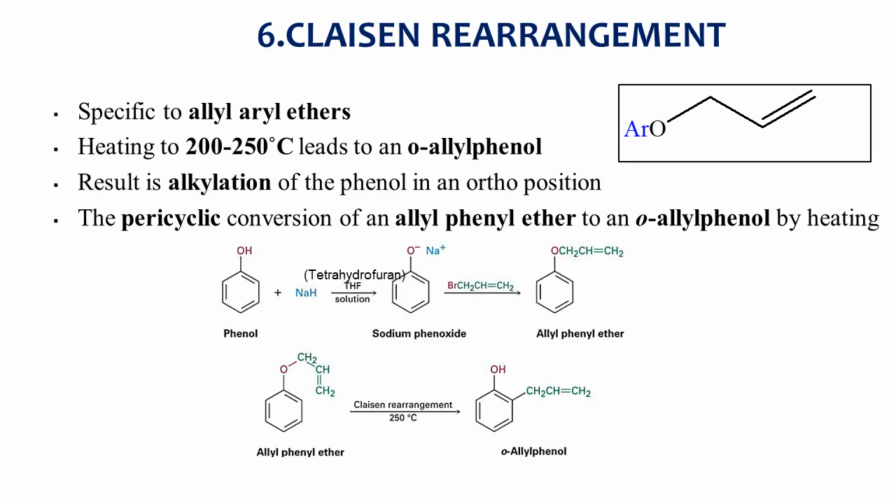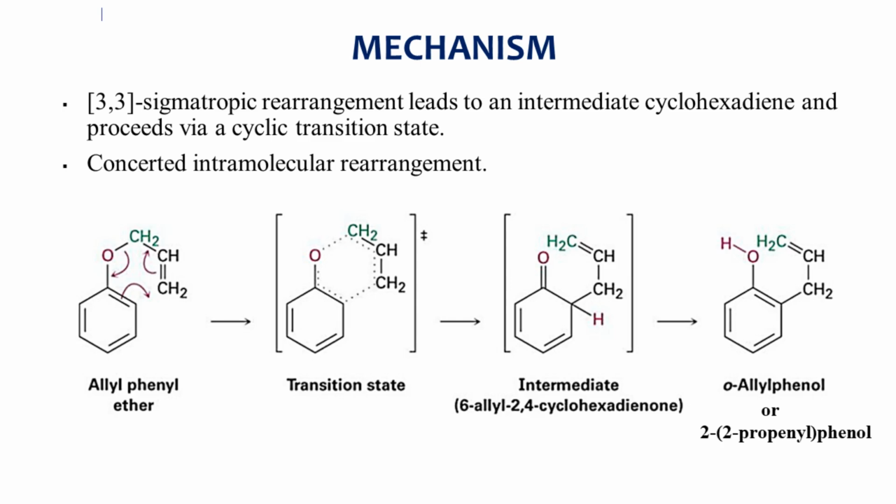The Claisen rearrangement is specific to allyl aryl ethers. Heating to 200 to 250 degrees C leads to the formation of o-allyl phenol. This pericyclic conversion involves the alkylation of phenol in the ortho position. The mechanism involves a 3,3 sigmatropic rearrangement, leading to an intermediate cyclohexadiene and proceeding via a cyclic transition state. This is a concerted intramolecular rearrangement.